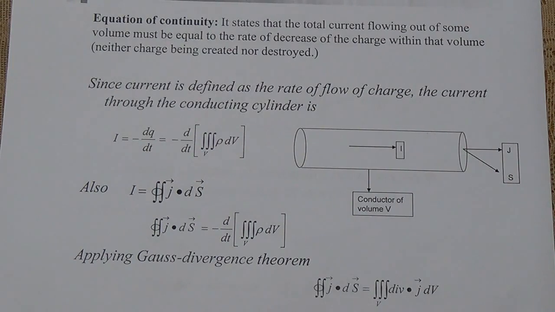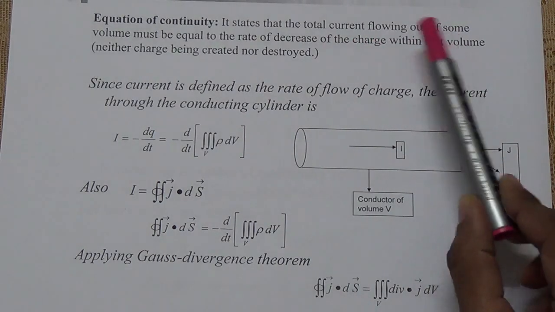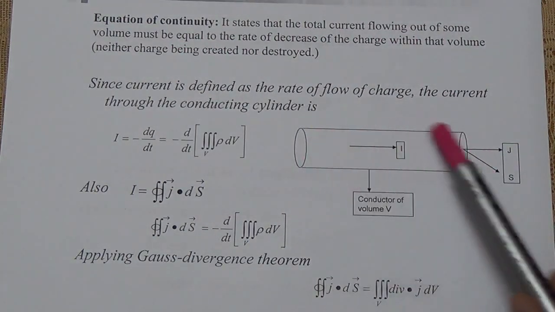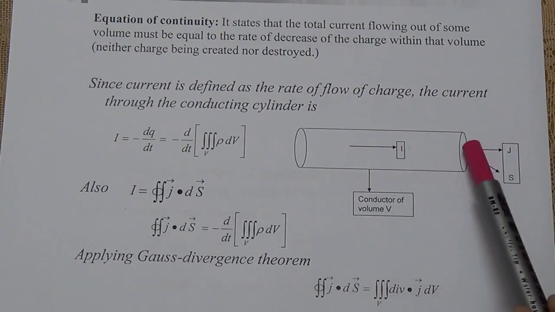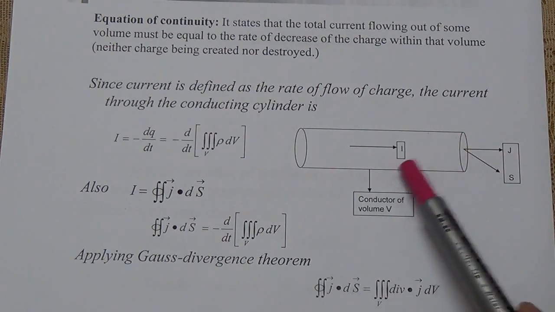Then we have seen how to convert an integral equation into the differential form using the Gauss divergence theorem and Stokes theorem. Now the next topic is the equation of continuity, which states that the total current flowing out of some volume, for which we have considered a cylinder, in which I is the current flowing, J is the current density and S is the surface area of this wire.